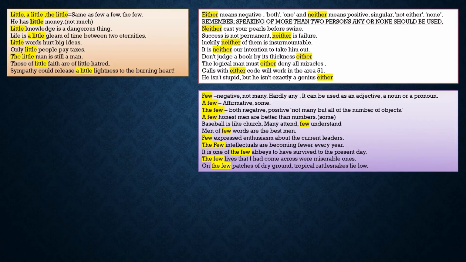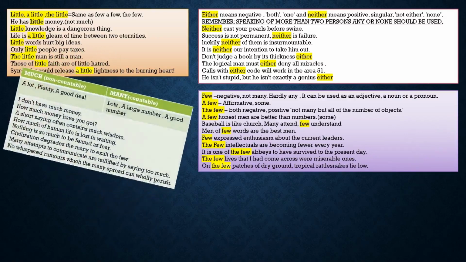Baseball is like church. Many attend, few understand. Men of few words are the best men. Few express enthusiasms about the current leaders. The few intellectuals are becoming fewer every year. It is one of the few essays to have survived to the present day. The few lies that I had come across were miserable ones. On the few patches of dry ground, tropical rattlesnakes lie low.